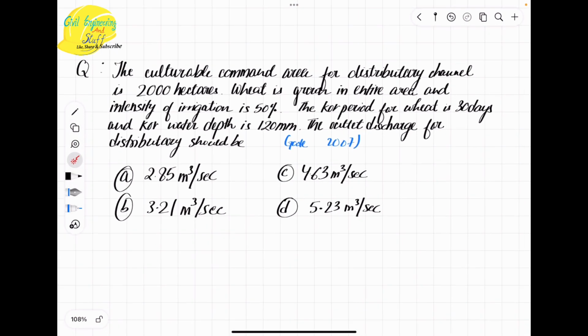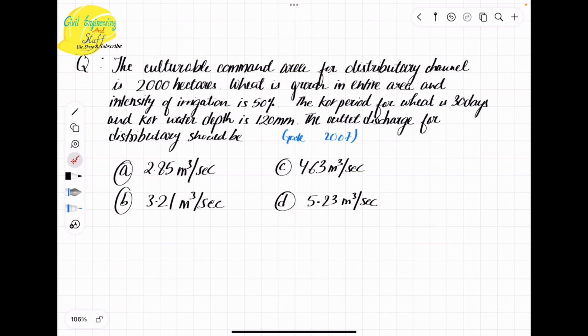Yes. Okay. So the question is: the culturable command area for a distributary channel is 2000 hectares. Wheat is grown in the entire area and intensity of irrigation is 50%. The core period for wheat is 30 days and the core watering depth is 120 mm. The outlet discharge for the distributary will be what? And we have been given four options.